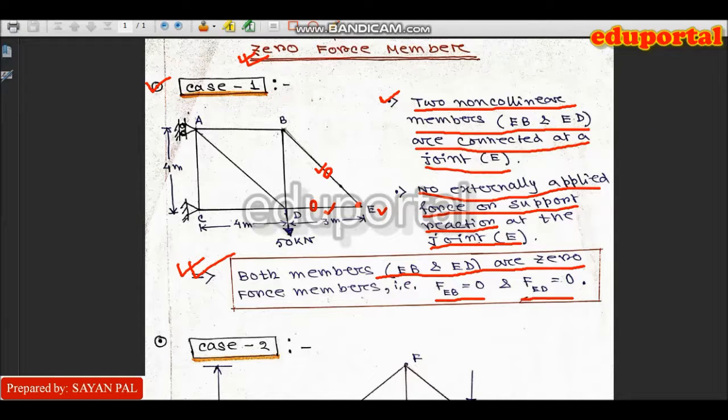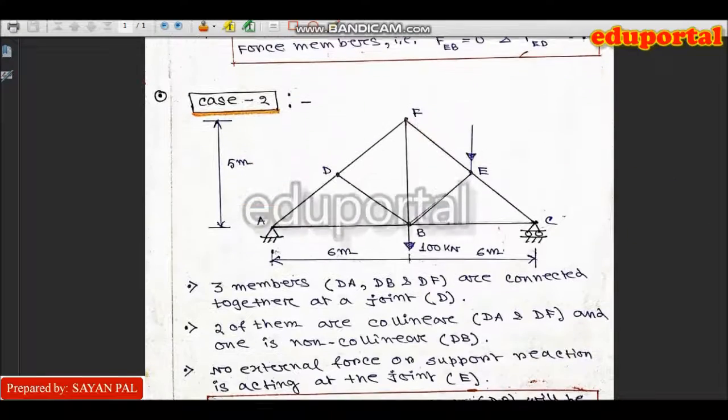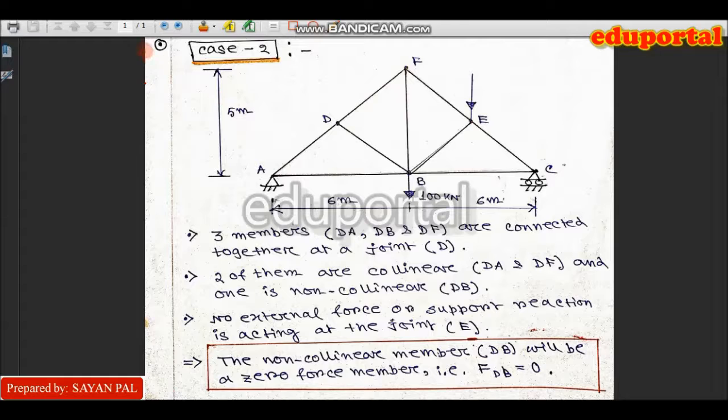So this is case 1, and if it satisfies these two conditions, then these two members will be zero force members. Okay, now let's move to the next case, case 2. Okay, this is case 2.